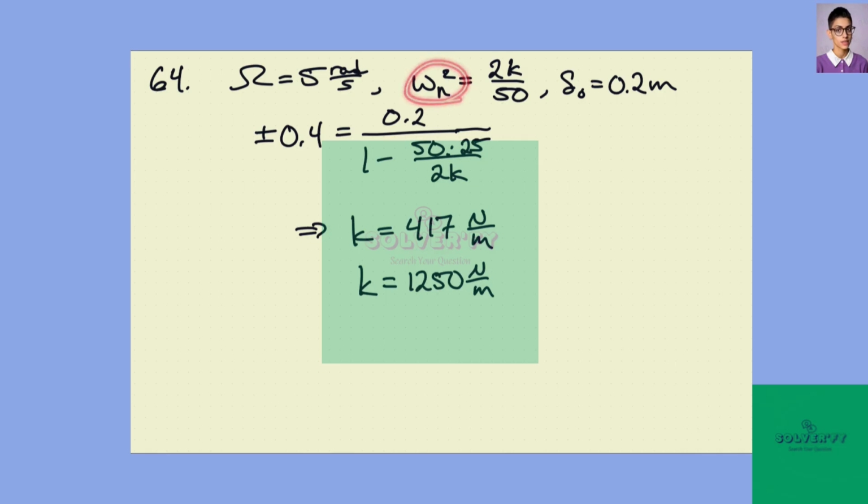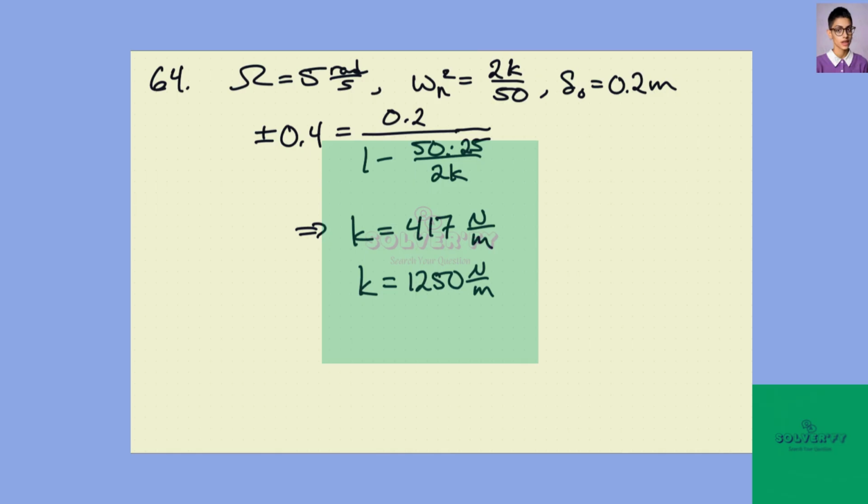The natural frequency squared is 2k, because there's two springs, over 50, because 50 is the mass of the weight that's being oscillated. And then again, the excitation amplitude is 0.2 meters. So here is our amplitude of our excitation, delta naught over 1 minus r squared. And r squared is the forcing frequency squared, 25, divided by the natural frequency squared. So that's where k comes into here.